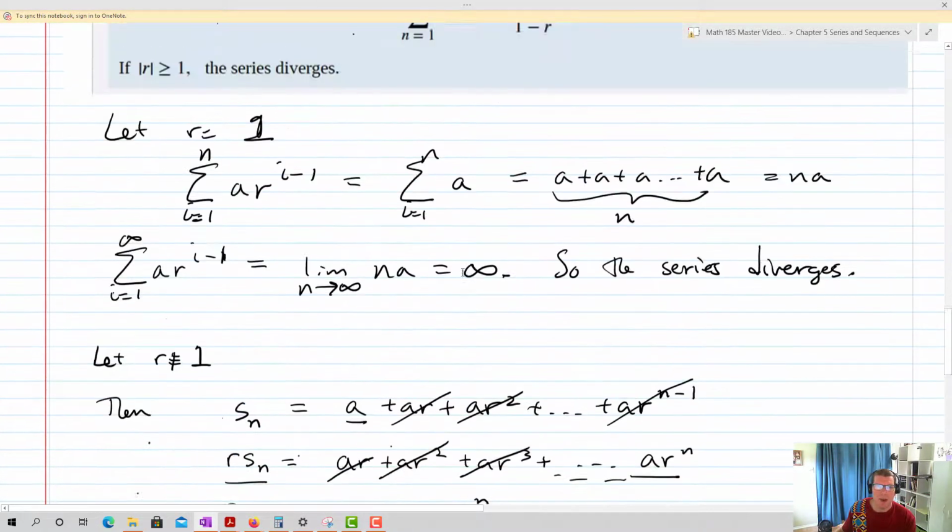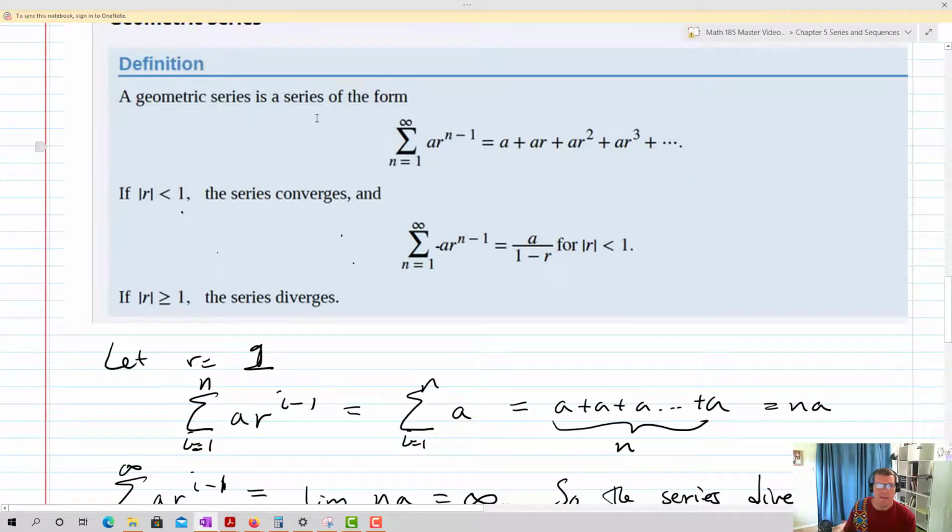So let's go back up, see what the theorem says again. So we have a geometric series with a constant ratio of r. If the absolute value of that constant ratio is less than 1, the series is going to converge. And we're in fact going to get the value for the series. If on the other hand, the absolute value of r, the common ratio, is greater than or equal to 1, then this series is going to diverge. Let's take a look at an example.